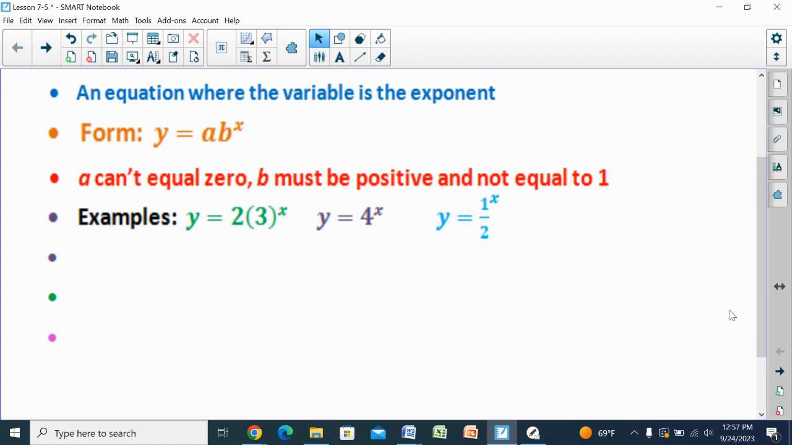Same with the third example. I wanted to make sure I showed you. I know you avoid fractions, but y equals 1/2 to the x power. The whole 1/2, the fraction, is being raised to the x power, so that's b. The a would be 1.